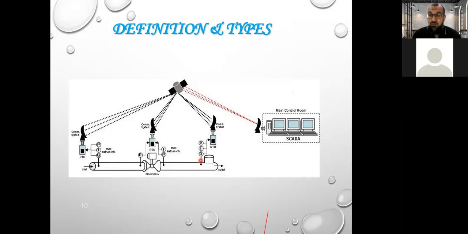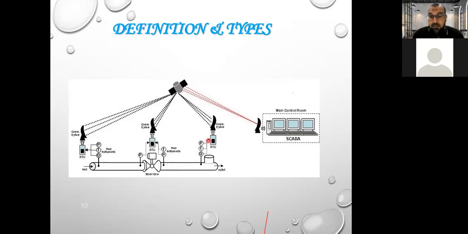Devices here are to measure the pressure. Temperature, you know the temperature, right? Here, the temperature transmitter is a device to measure the temperature. And flow here is a device to measure the flow inside the pipeline. It's called a flow transmitter or flow element.